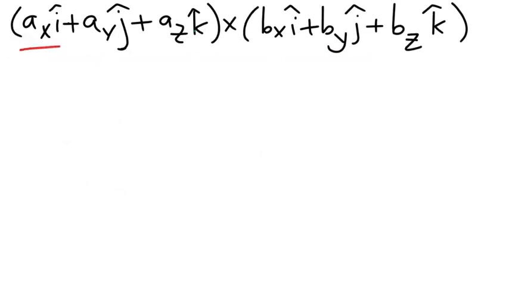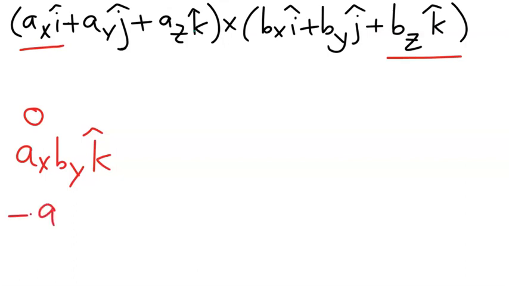So first, ax i hat, so i hat cross i hat, that is 0. Next, ax i hat and by j hat, so i hat cross j hat, that's k hat, so it's going to give you ax by k hat, and then ax i hat with bz k hat, that's going to give you i hat cross k hat, which is minus j hat, so together with the coefficients it's minus ax bz j hat.